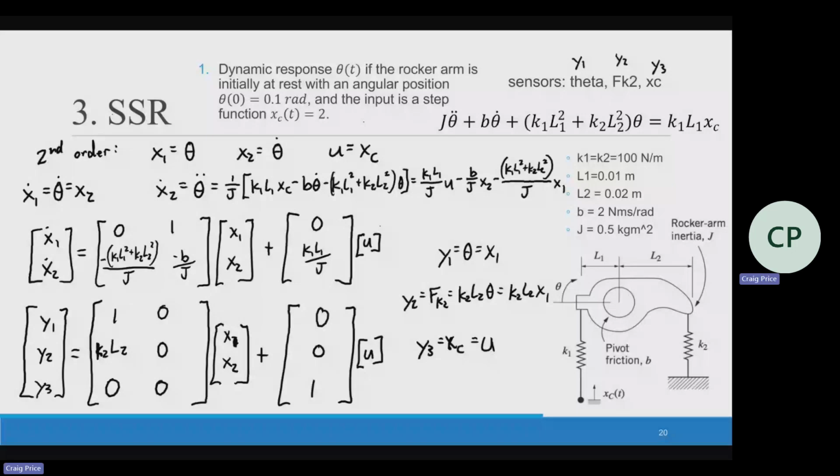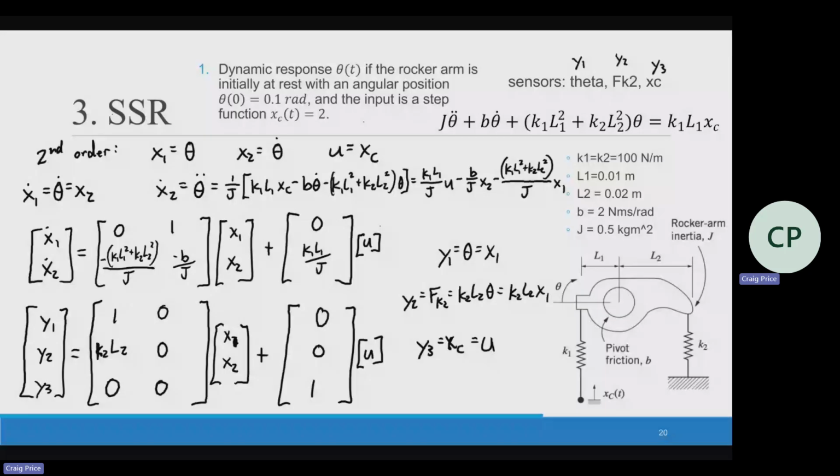Okay, let's talk about the output. The output equation is all based on what it was calling for. So it called for 3 sensors, one on theta, one on the return spring, which is FK2, that force, and then one on the input, X sub C. To use those 3, first we need to put them in terms of these new names that we're using.